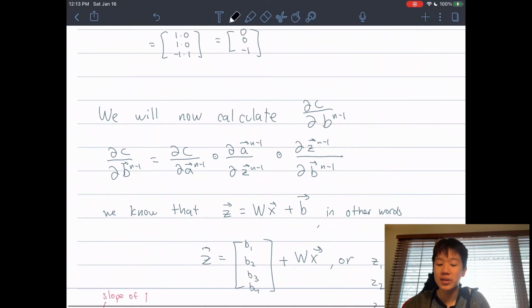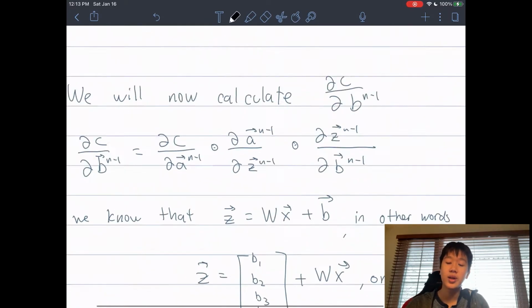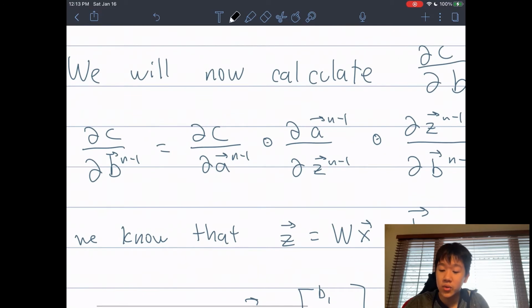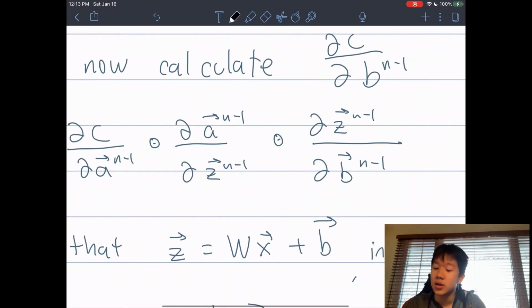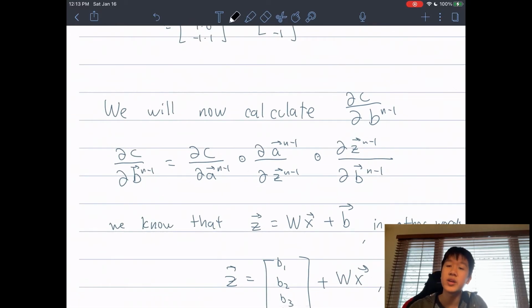And we know that ∂c/∂b^(n-1) is equal to ∂c/∂a^(n-1) element-wise product with ∂a^(n-1)/∂z^(n-1), element-wise product again with ∂z^(n-1)/∂b^(n-1). And why? You can think of it as because it's just going to use the same a and the same z. So z1 to a1 to c. So b1 to z1 to n1 to a1 to c.